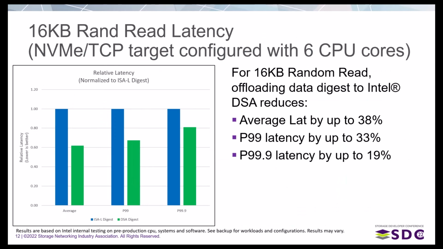So next, let's take a look at the latency numbers for the 16K random read workload. When the workload is CPU bound, we measured an average latency reduction of up to 38%, P99 latency reduction of up to 33%, and P99.9 latency reduction of up to 19% when we offload the digest calculation to DSA versus doing it on the CPUs that are assigned to the target application with ISA-L.